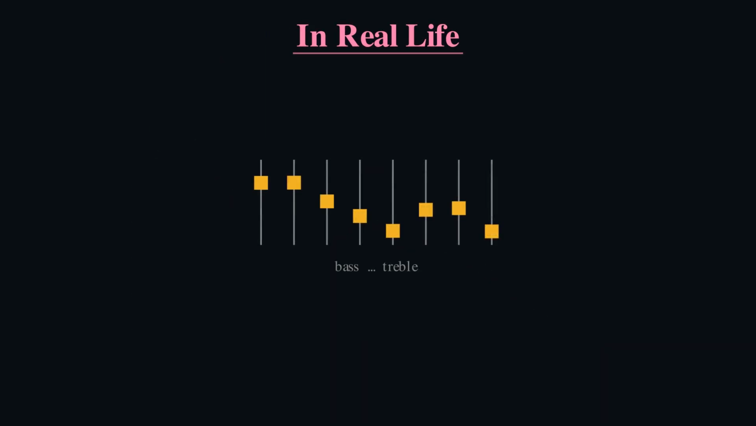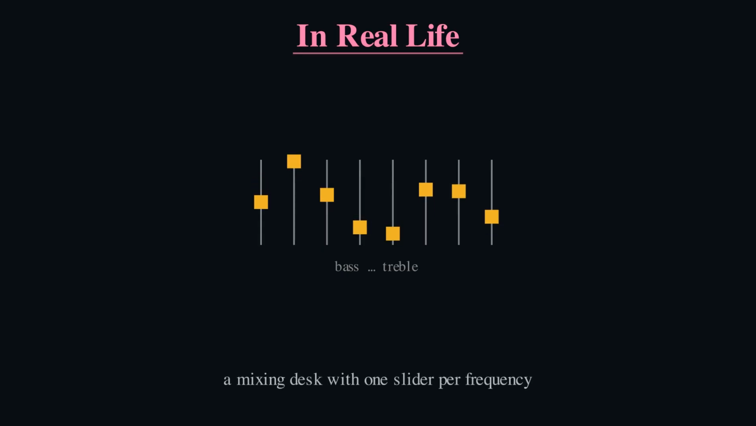A sound engineer does not edit a song sample by sample. They slide the bass up, the hiss down, one slider per frequency band. The Fourier layer is a learned mixing desk for physics, except each slider is a little matrix that can also mix the channels.